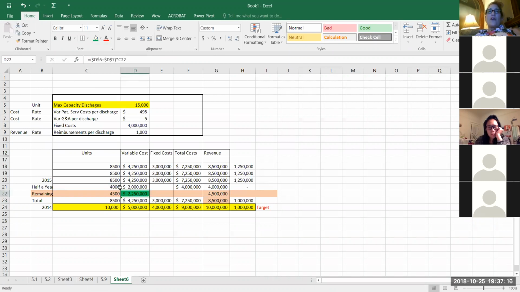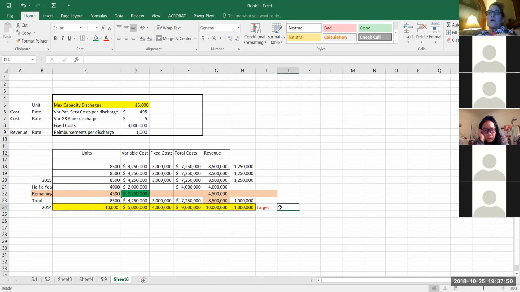We know that this half a year we already produced these units. We know that our fixed cost is $3 million in total. We know that we've made the revenue on both of these, and it's 8.5 million. So now the only thing we have left to figure out is what do we need to do? What kind of reduction in costs do we need in order to get this margin?